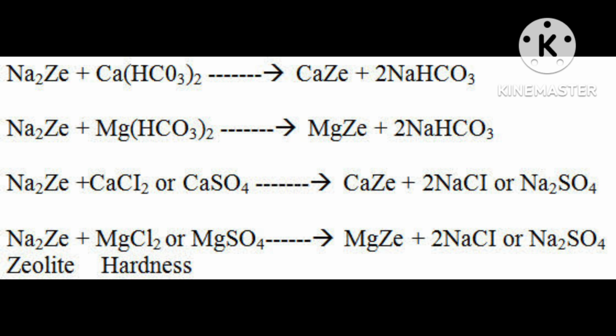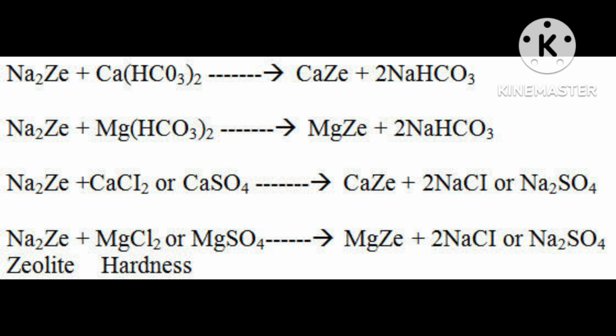If bicarbonate is there with calcium and magnesium, calcium bicarbonate or magnesium bicarbonate, then it is a temporary hardness, which you can remove easily. And when sulfate and chloride are there, meaning calcium sulfate, magnesium sulfate, calcium chloride, magnesium chloride, then it is called permanent hardness. You can't remove it easily.